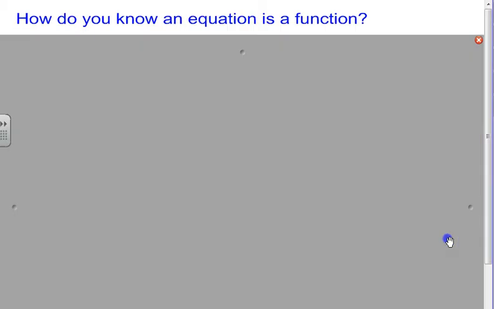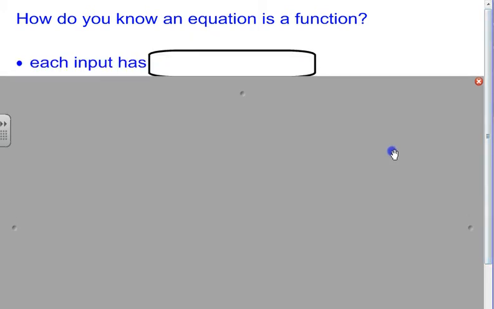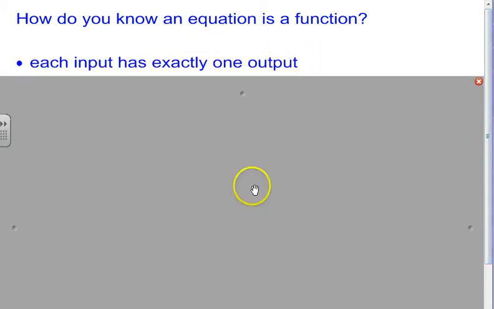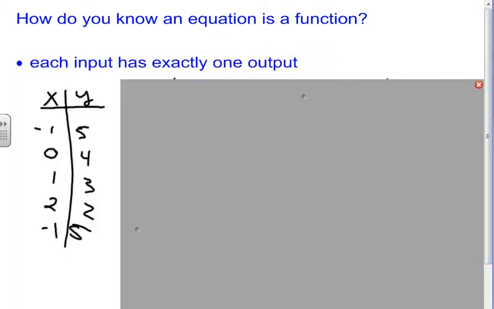Okay? How do you know an equation is a function? Do you remember? We've already talked about this, I believe, this year. Nico. Each input has one output. Okay, each input has exactly one output. Good. Okay, don't we have some of these samples already from this year in your notes? Or am I thinking of 7th grade? Okay, so you don't need to take these down then, because you have some, right? Unless you want to.